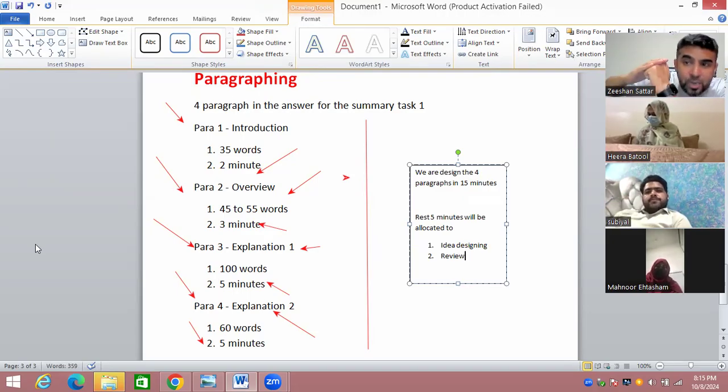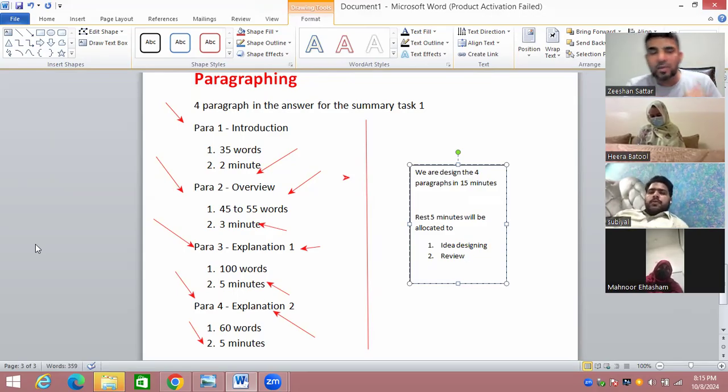First, we have to design what? The introduction, then overview, then explanation, then explanation. If we talk about the steps, they are 5: idea generation, introduction, overview, explanation, and the review. If we talk about the timeline, it is 2 minutes on the introduction, 3 minutes on the overview, 5 minutes on explanation 1, and 5 minutes on explanation 2. The 15 minutes are the total writing time. If we add the idea designing time, 2 minutes, 15 plus 2 is 17 minutes, and 3 minutes are for the review. That means we are covering 20 minutes in this way.